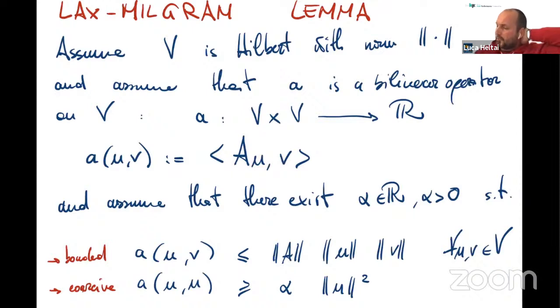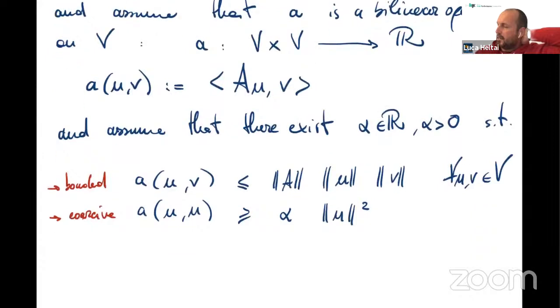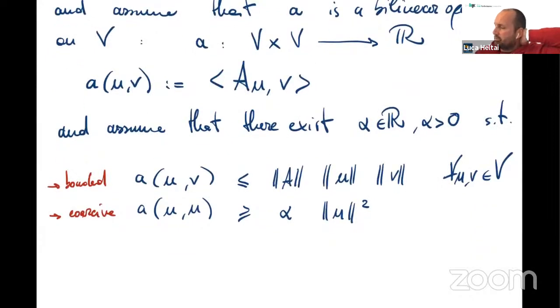And now the Lax Milgram lemma assumes that there exists a constant alpha that we call the coercivity constant. This constant has to be strictly positive. And it's such that if you take A and apply it to two functions that are the same function in the space capital V, then the number you get has to be greater or equal than alpha times the norm of U squared, where alpha is a strictly positive number. Okay.